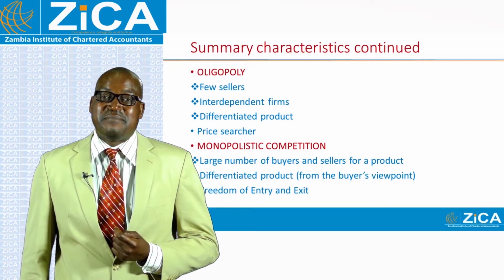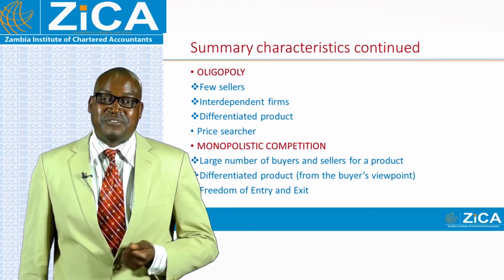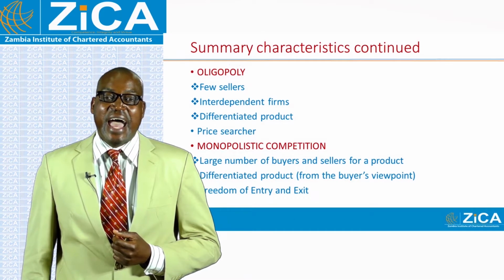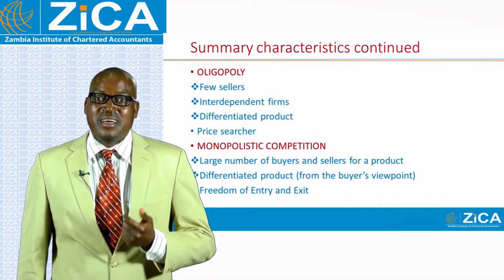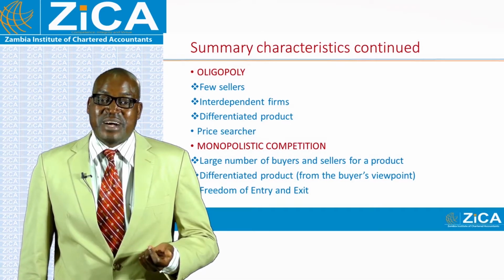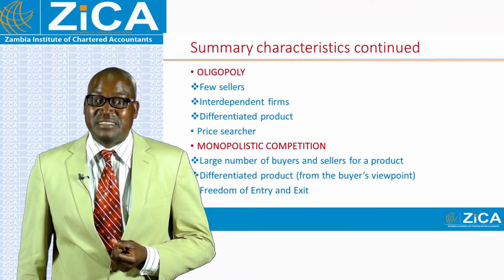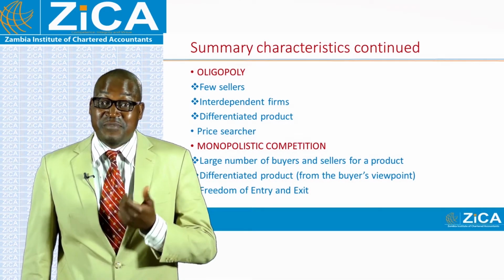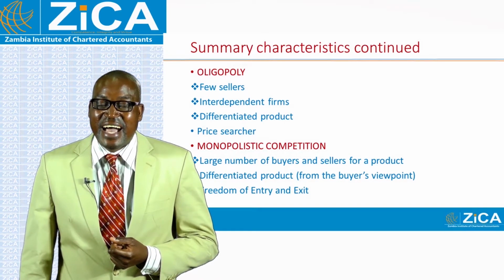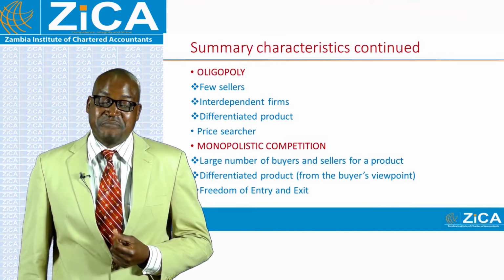Monopolistic competition is a market structure which has the elements of both perfect competition and monopoly. What are these characteristics? Number one is that there are a large number of sellers and buyers for a product, even though they are not as large as under perfect competition.